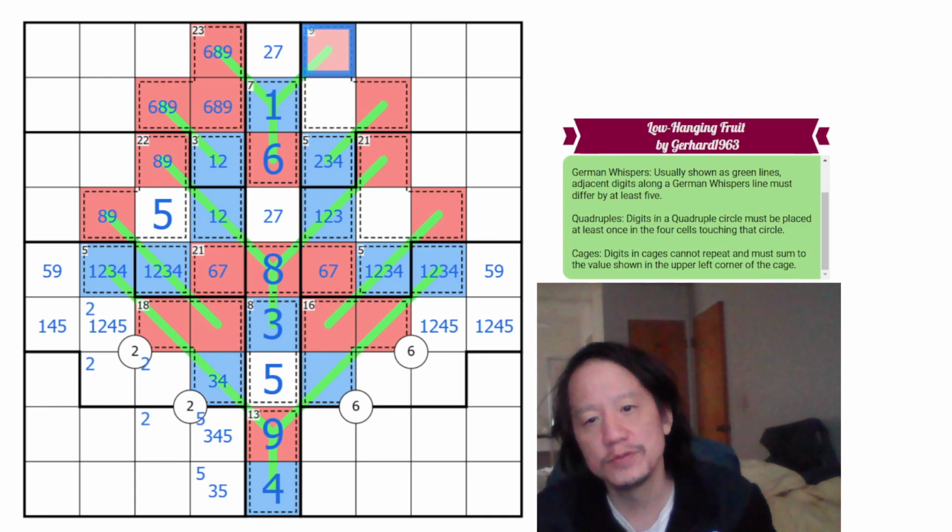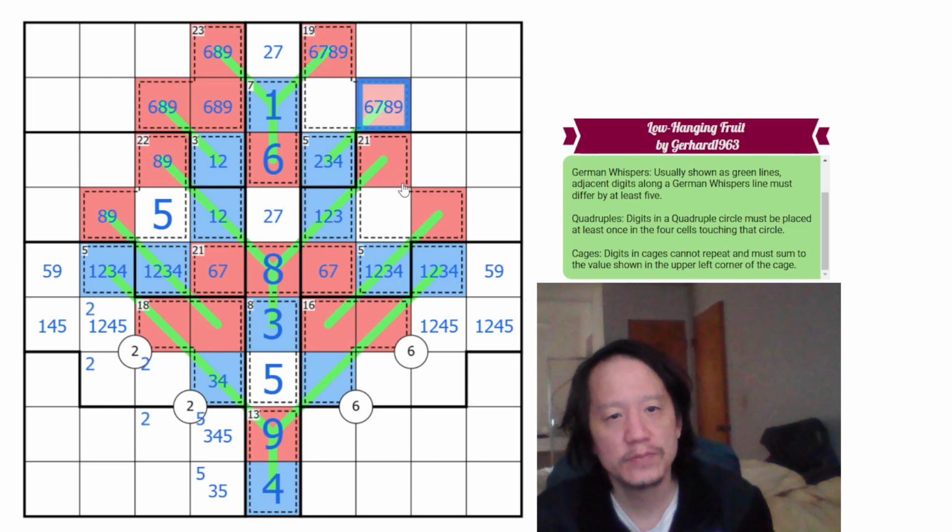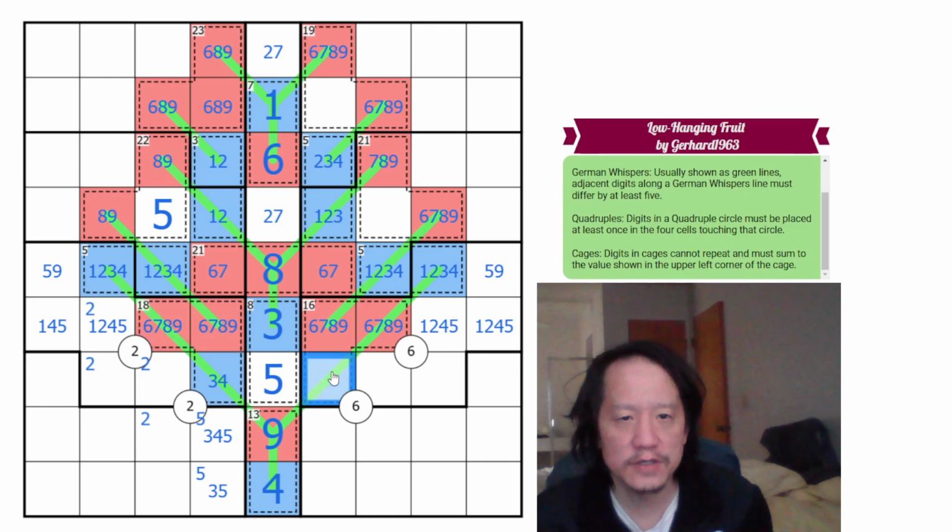This could be 6 through 9. This is 6 through 9. This is 7 through 9. This is 6 through 9. These are 6 through 9. These are 6 through 9. This has to be 1 through 4.